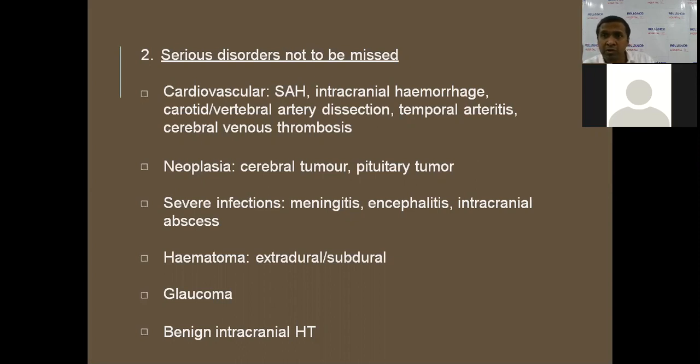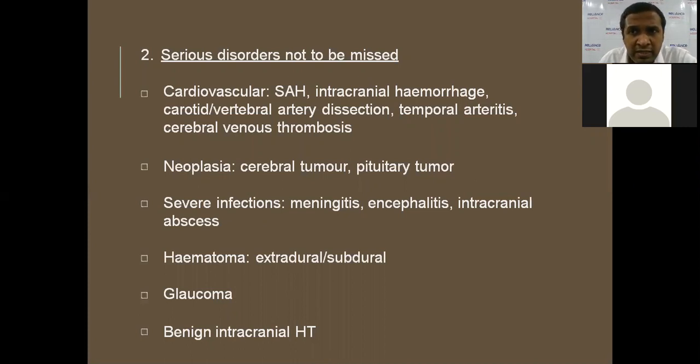So subarachnoid, so intracranial hemorrhage. That is one of the reasons why people get an MRI or a CT scan done for these patients. And sometimes you need to have a high index of clinical suspicion. Also, you need to rule out tumors like a neoplasm, cerebral tumors, pituitary tumors, which can cause headache. Severe infections like meningitis and encephalitis can present with headache, and very rarely intracranial abscesses can present with headache. So you need to rule that out.